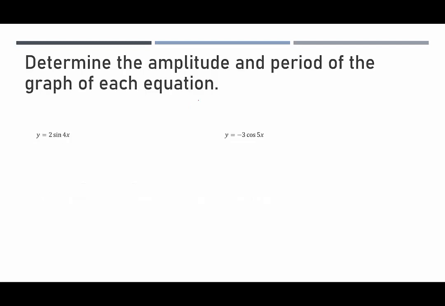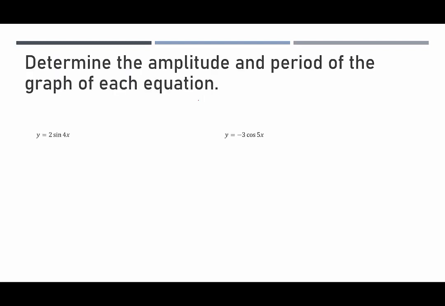Okay, so in these examples, we're just going to determine the amplitude and period of the graph of each equation. For the first one, we have y equals 2 times sine of 4x. Remember, the amplitude is found by taking the absolute value of a. In this case, a is 2, and the absolute value of 2 is 2. So the amplitude is 2.